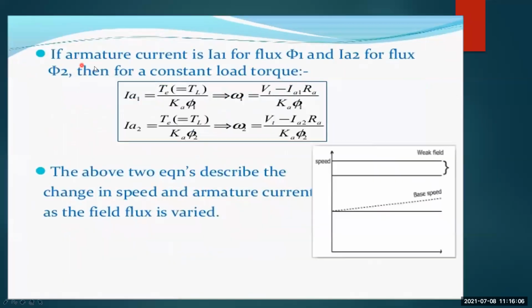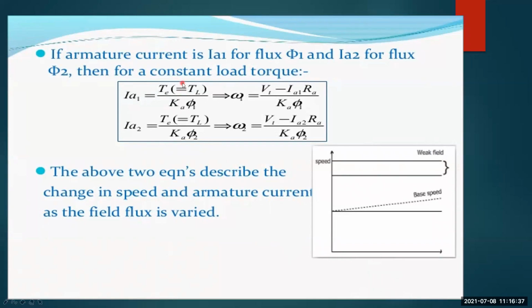Okay, suppose the armature current is IA1 for flux φ1, and IA2 for flux φ2. So you have different values of flux because of the field regulator. If the field regulator is placed in one position, we get one flux, and by changing the field regulator we get another flux, called φ2. So like this, flux can be controlled by using the field regulator.